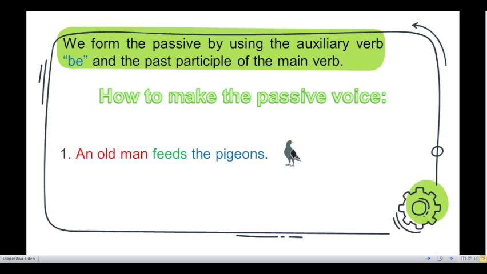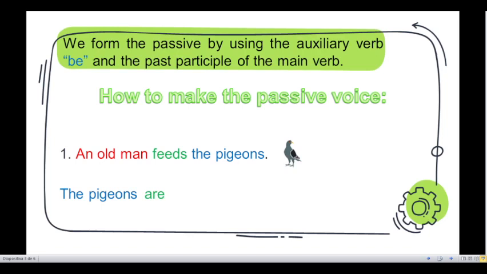Step number 3. The object will become the new subject. The pigeons, very good. Step number 4. Write the auxiliary verb be in the verb tense of the active sentence. And we have 3 options. Am, is, are, because the active sentence is in simple present. In this case, the pigeons are, very good.